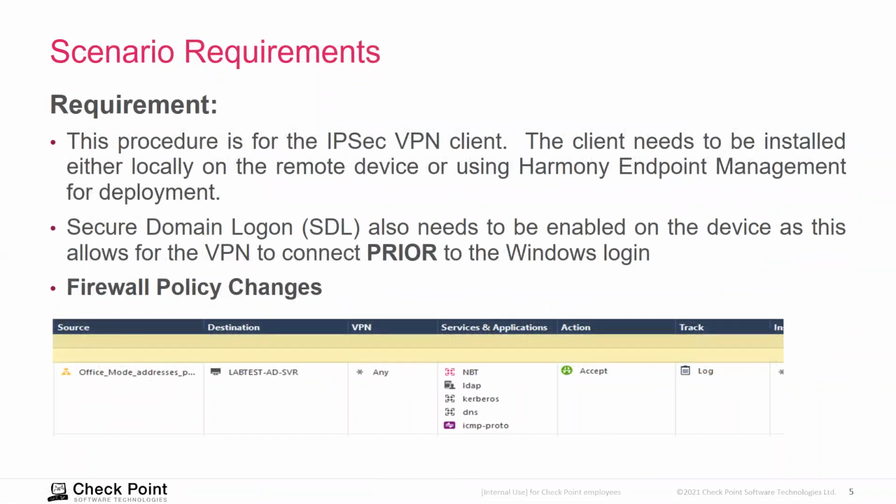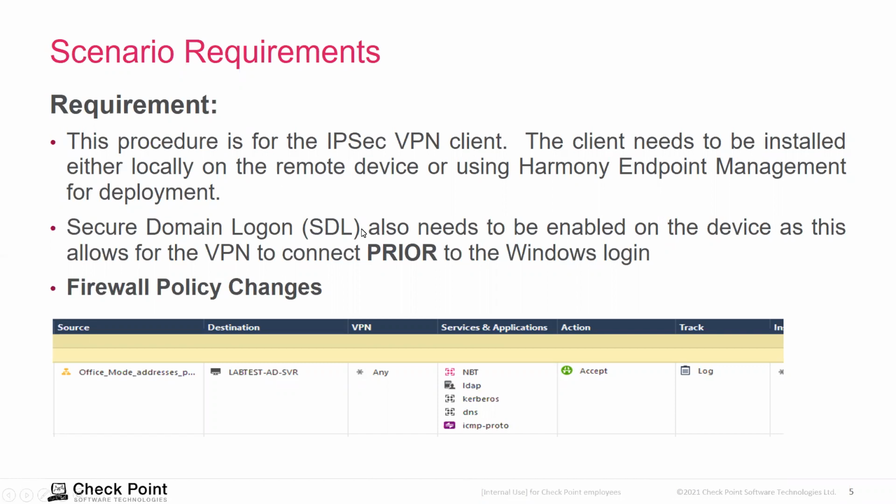So in this scenario, there are some requirements. Again, we need to use the IPsec VPN client. This client can be installed two different ways. One, you can download the standalone VPN client off of our user center, or you can deploy the VPN client through our Harmony endpoint product. If you have our endpoint product installed, you can select the blade and it will actually install the VPN client onto the end user. If not, they have the VPN client installed on their device.